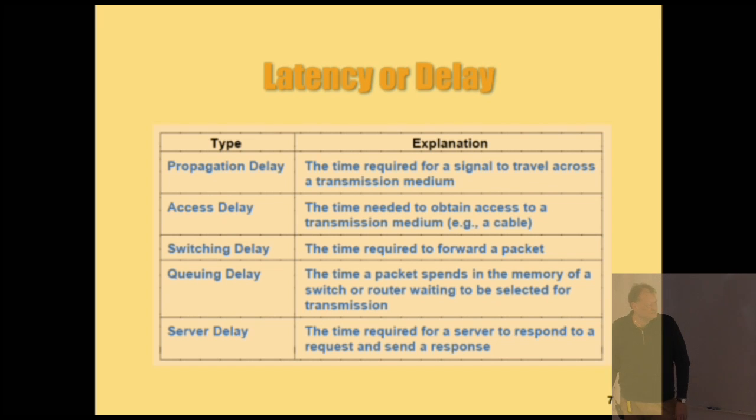Then we have switching delay, the time required to forward a packet through different types of equipment. It goes into a router, then it has to make a lookup, it has to go through one input buffer and then be sent to an output buffer. And inside a device, it is much slower than the propagation delay that we have on the cable itself. So each device that we add, each node, will add a significant amount of delay. Then we have queuing delay.